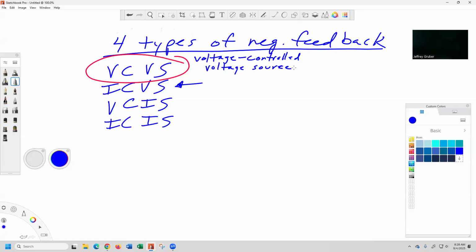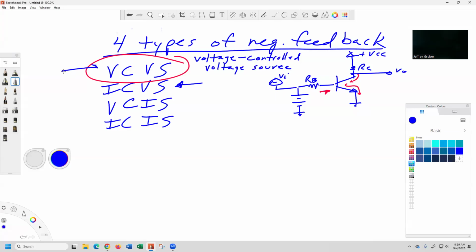Remember yesterday I drew that BJT amplifier? So you put some current into the base, you get some current through the collector, and the output is a manifestation of the current flowing through the collector resistor. Put some current into the base, you get current through the collector. That's your output. Here's your input. That's a current controlled voltage source. What we study is the voltage controlled voltage source.